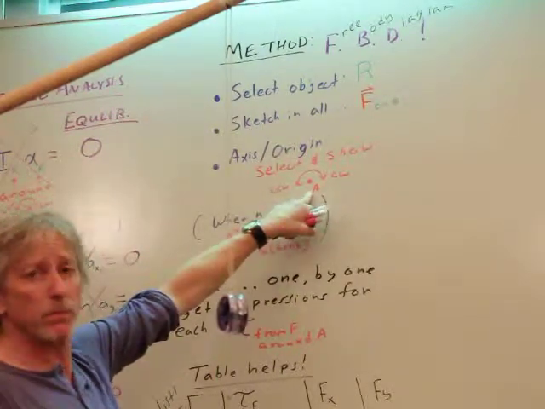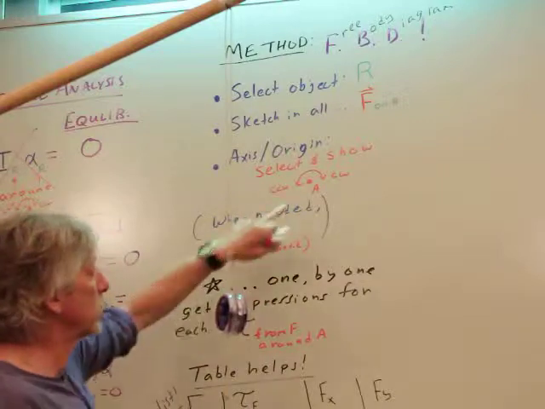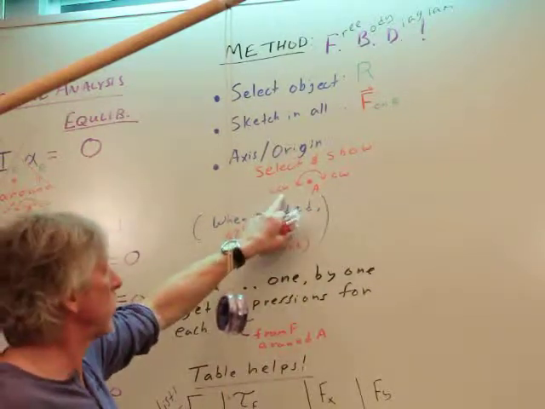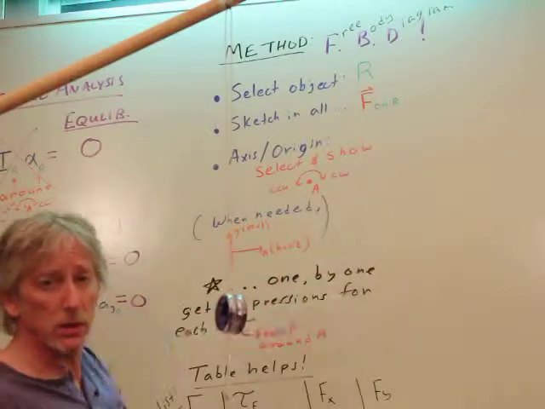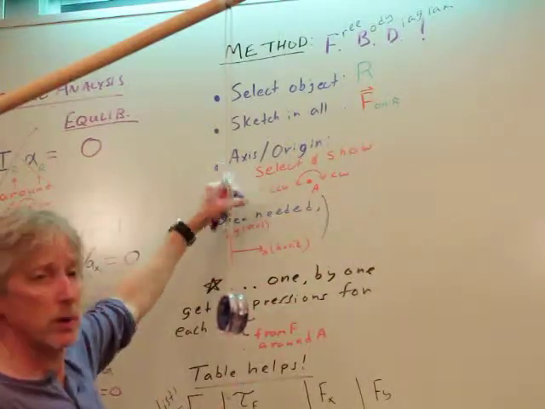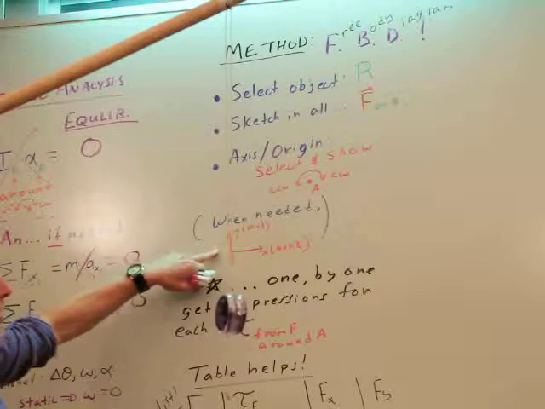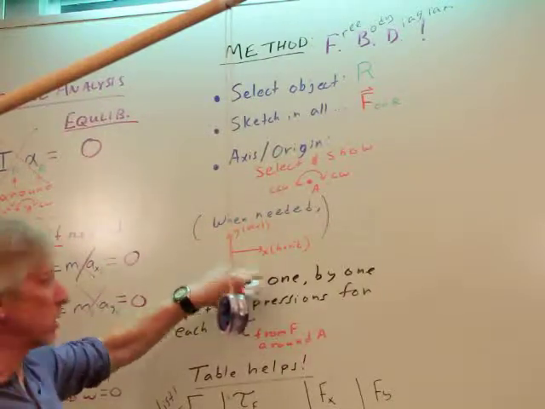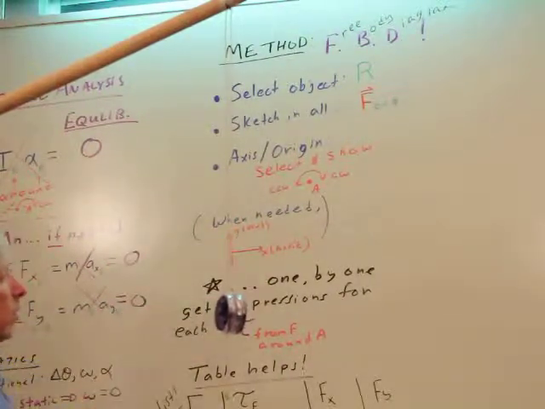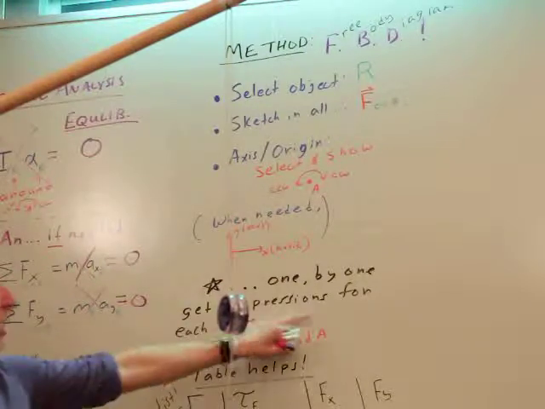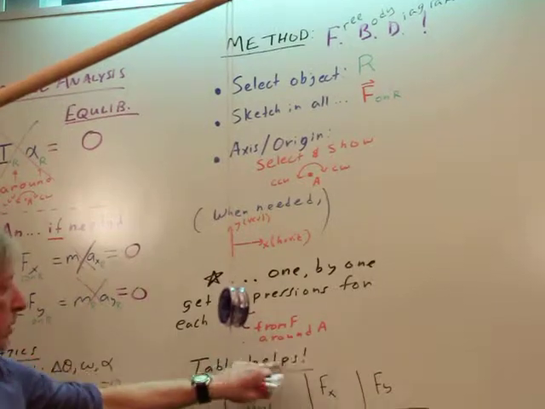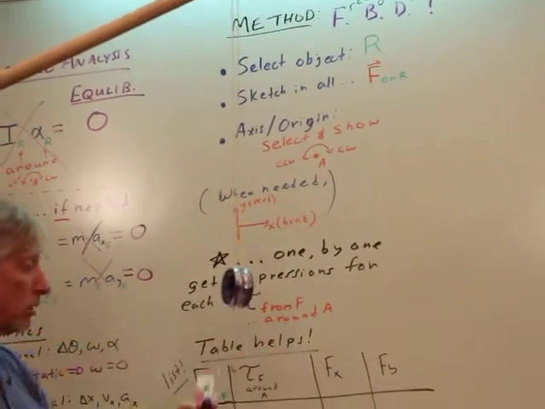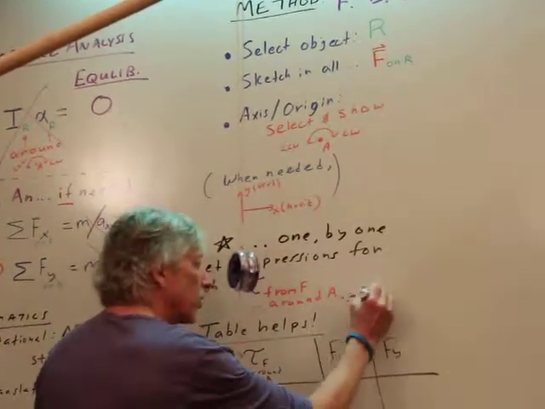Where is it? You can choose anywhere, just like you can choose any coordinates. You can choose counterclockwise positive, clockwise negative, or vice versa. So that's up to you. Just show it. When needed, you've got vertical and horizontal, usually. And so the key here will be one by one, get expressions for each torque from each force around that axis of rotation on that object.